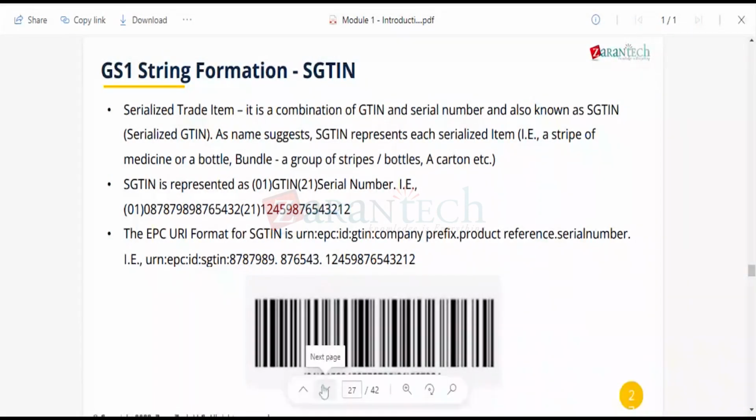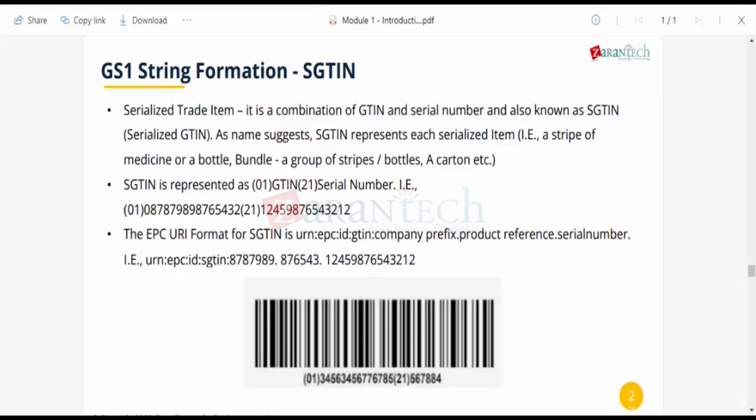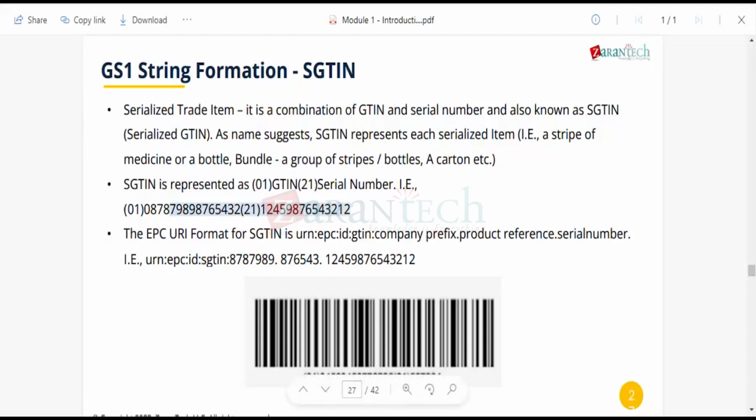One question: my 10 bottles are packed into a case. What is the difference between the SGTIN of the case and the item? The serial number would be different for the case, and that case would have a different SGTIN. Different GTIN. No, not GTIN, the SGTIN, the serialized GTIN. Correct. But let's say one simple exercise. Let me copy this.